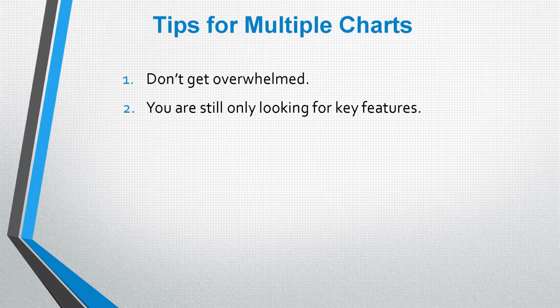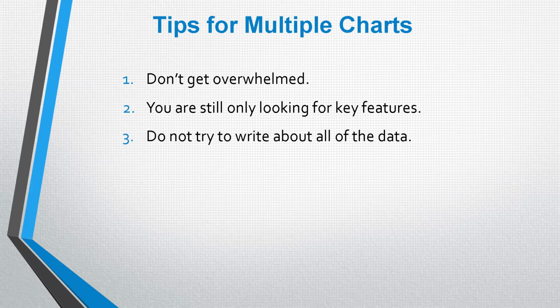Remember, you're still only looking for key features. So you're looking for the most obvious things that you can see in those charts. So even though you might be looking at a lot of information, you do not have to write about all of it. You're still only picking out key features. So do not try to write about all of the data. The examiners want to know that you understand the data, and the fact that you leave out a lot of information means that you know what the important information is that you are going to write about.